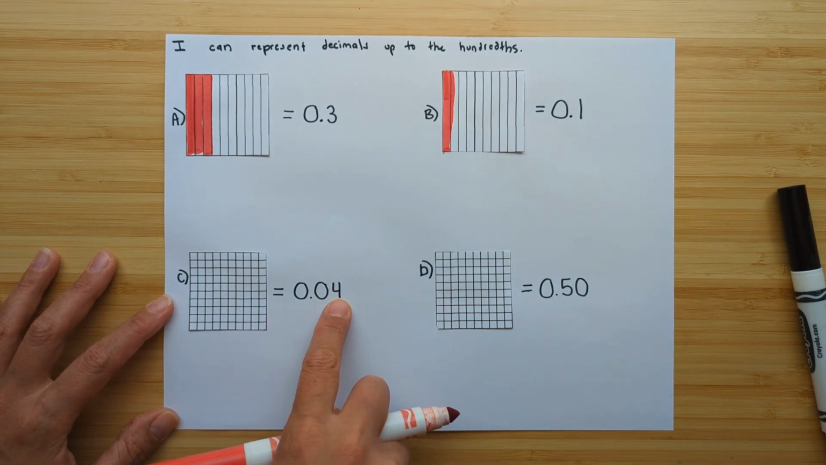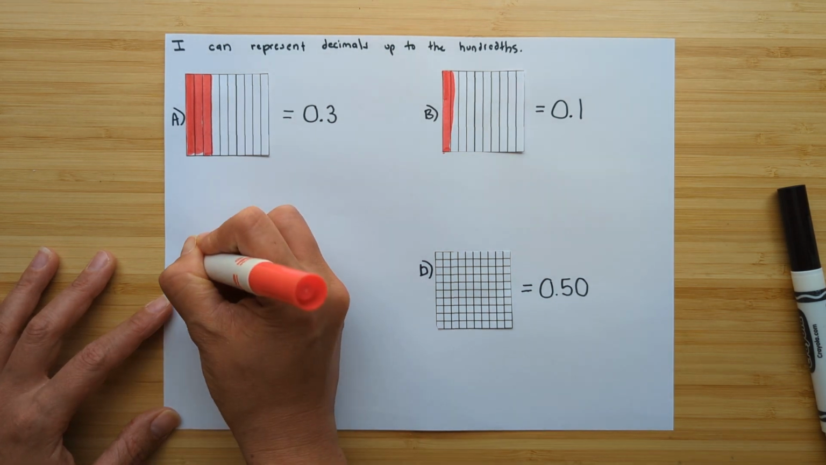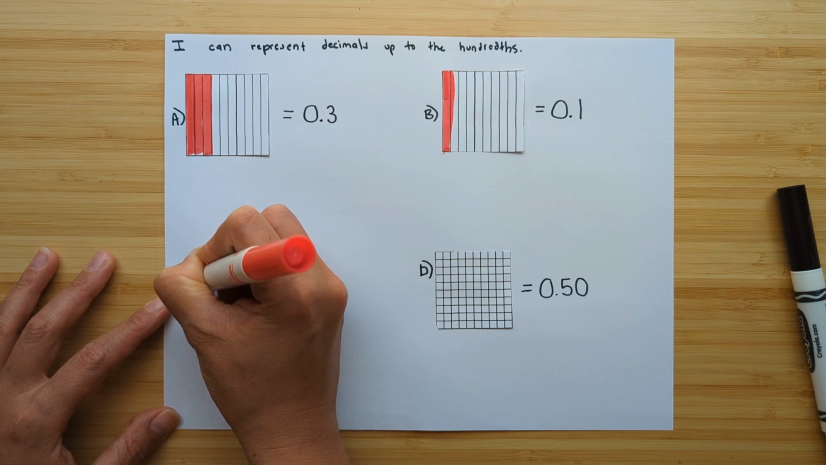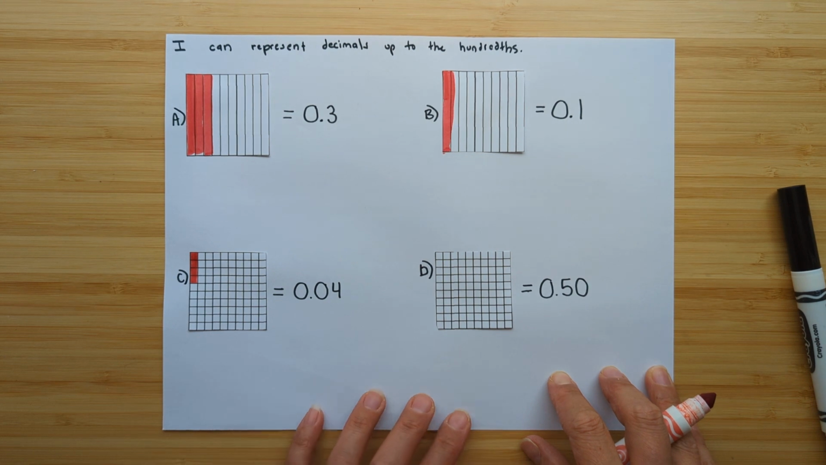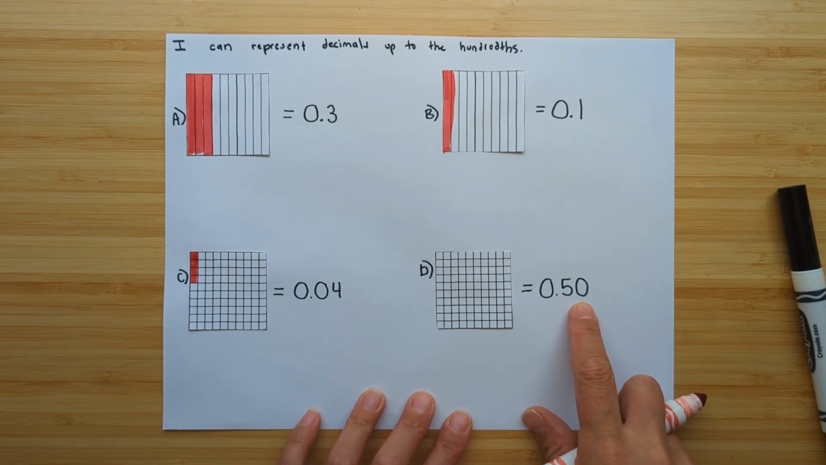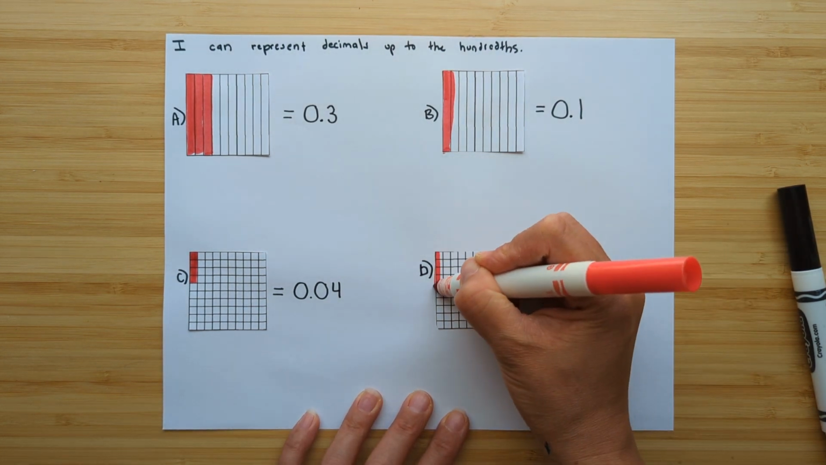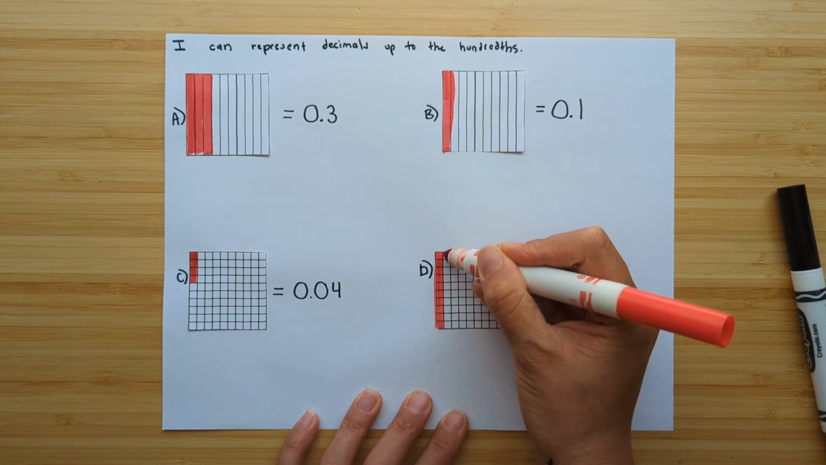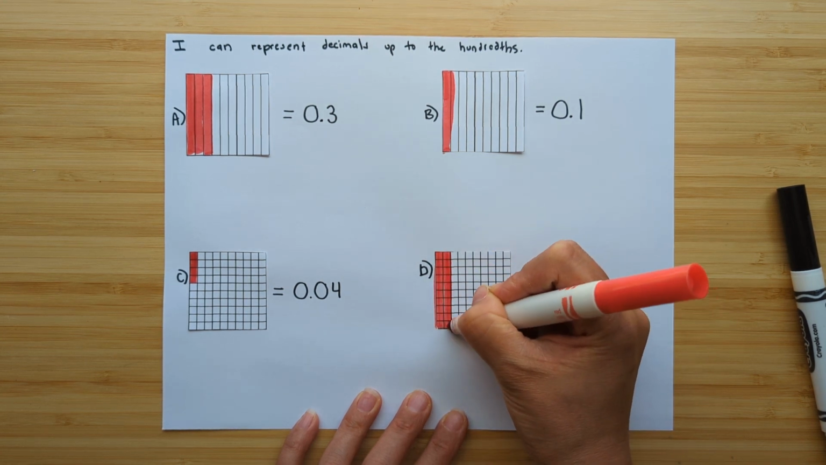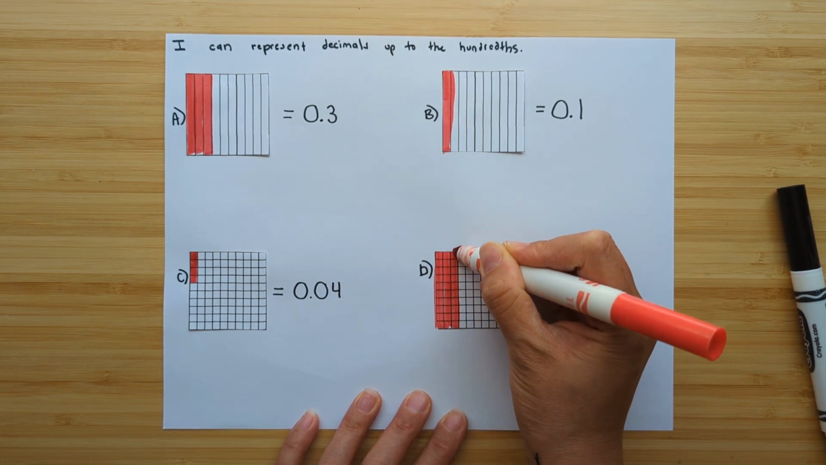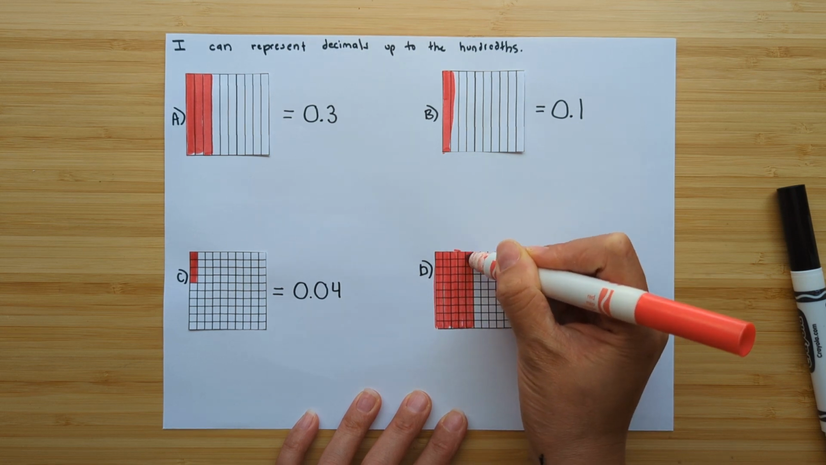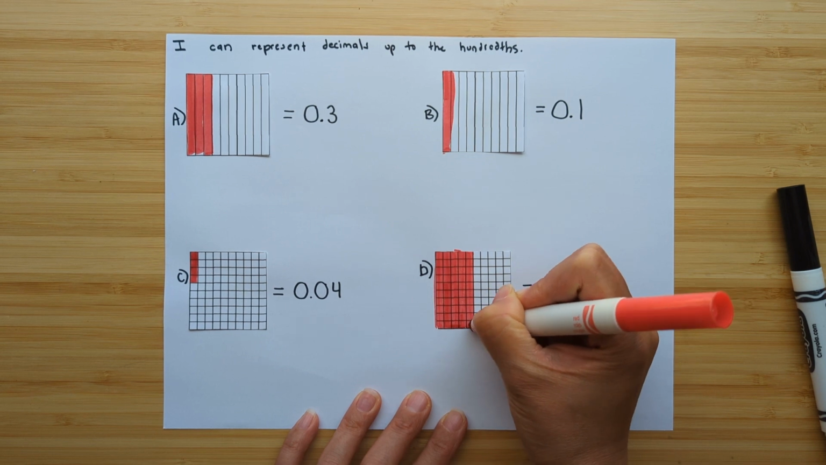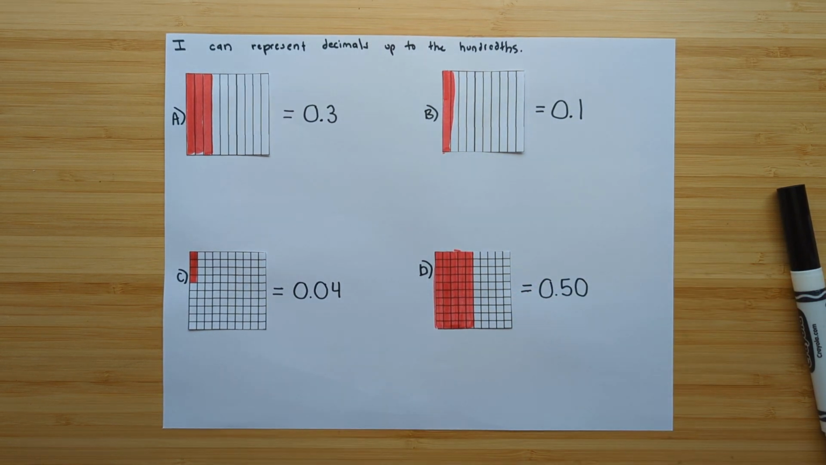For C, I have 4 hundredths. So I'm gonna color in 4 small squares. And then here, 50 hundredths. So I know each column is equal to 10. So 10, 20, 30, 40, 50. So half of the whole, 50 hundredths. And that's it.